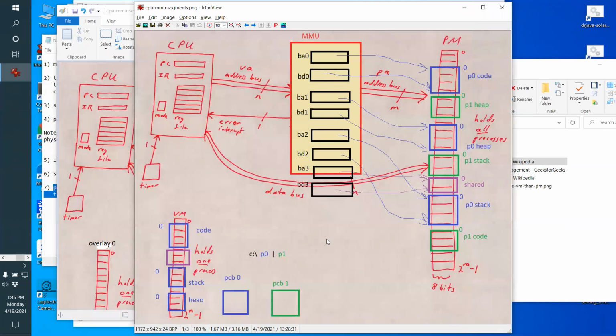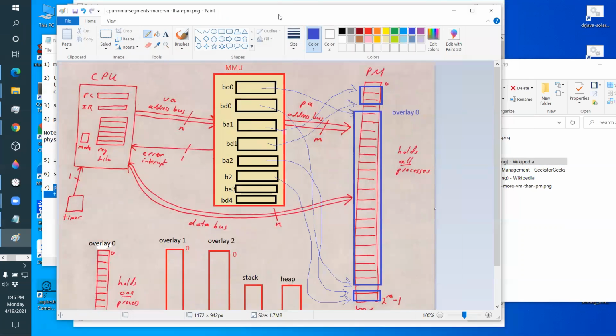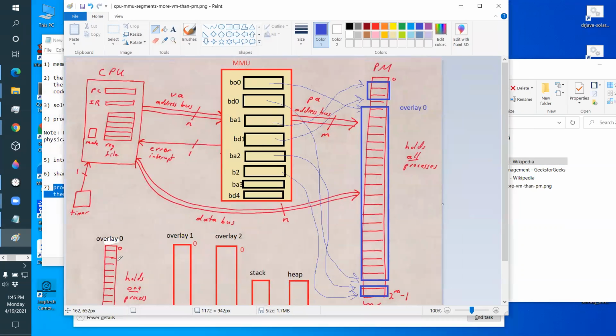If you have multiple base and bound registers, you could allocate one base and bound register to the code overlay, and then the other base and bound register could be to the data overlay or to a piece of code that was shared by the overlays. Maybe overlay 0 stays in memory all the time, and overlay 1 and overlay 2 are the ones that come in and out.